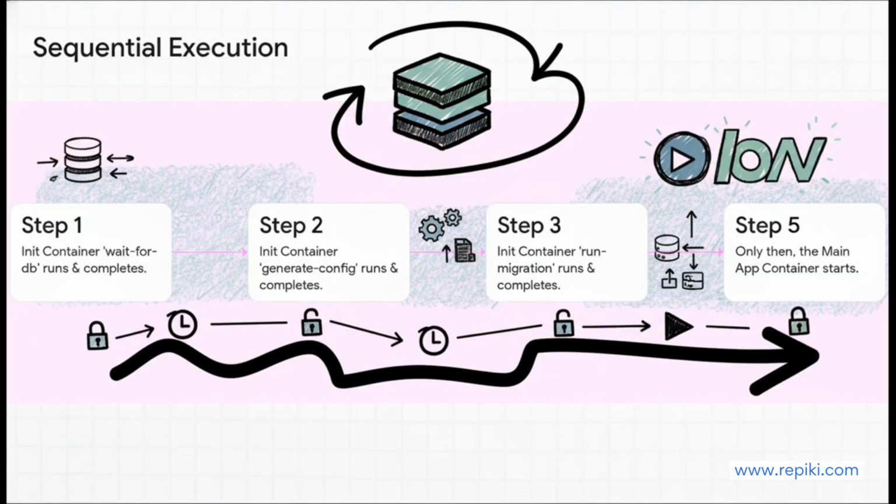And this right here is their superpower. They run in a sequence. You can have a whole list of them, and Kubernetes guarantees it will run them one by one in the exact order you set. So first, it waits for the database. Done. Then it generates the config file. Done. Then it runs a migration. Done. And only when that entire chain of success is complete does your main app get the green light. The race condition is, well, it's just gone.